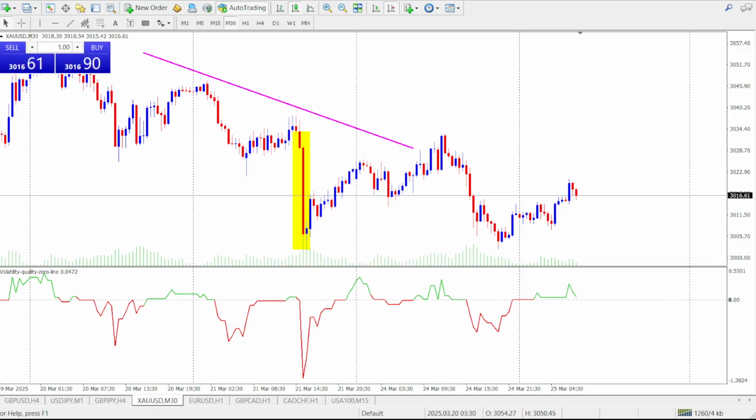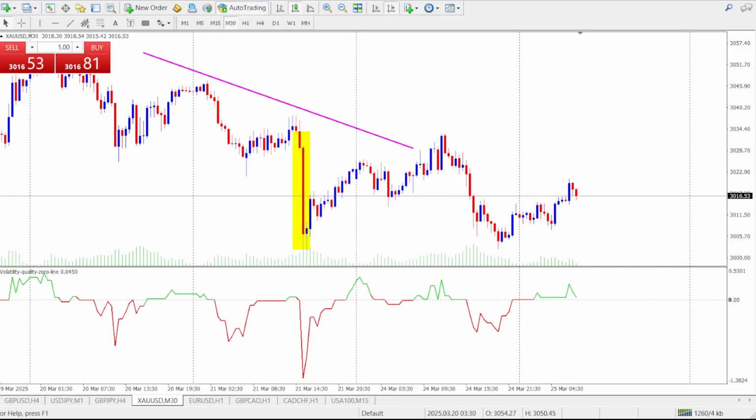Compared to more sensitive indicators, but that also makes it more stable for traders looking for strong trends rather than quick scalping signals. Okay, now how do you use this indicator in your trading strategy? To use this indicator effectively, traders should focus on trend shifts and volatility levels.